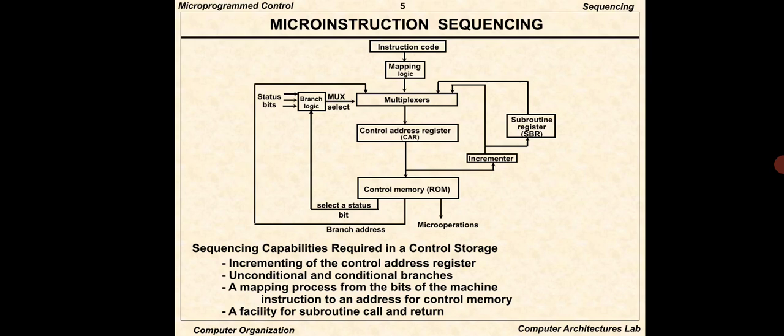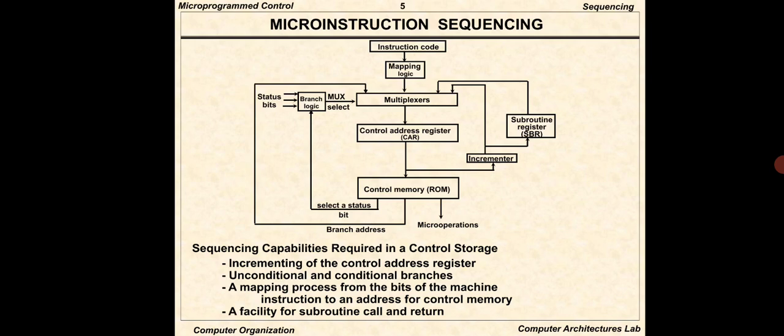That output address is stored in the control address register. Based on this control address register, it goes to the control memory, that is ROM memory, and it performs the micro operations. Once the micro operations are done, again it returns back to the multiplexer, and the next instruction code is given to the mapping logic and then to the multiplexer.